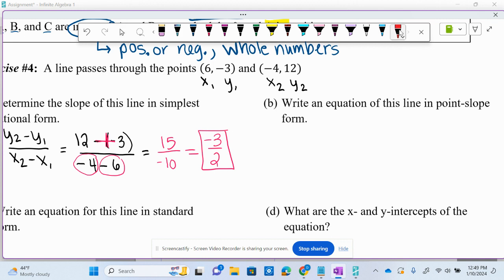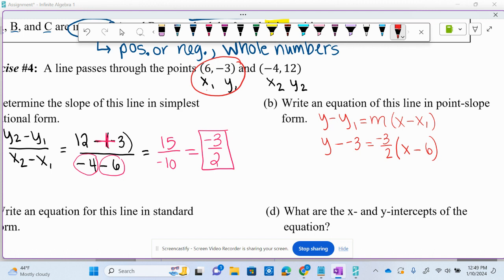6, negative 3. Okay. So this is the ordered pair we're going to use, and we're plugging it into this formula. So y minus y1 equals my slope times x minus x sub 1. So y minus, well, my y sub 1 coordinate is negative 3 equals my slope, negative 3 over 2, times the quantity of x minus my x1 coordinate, which is 6.